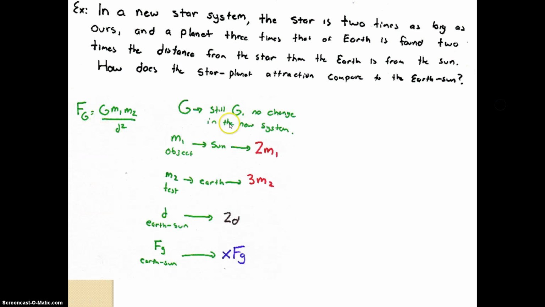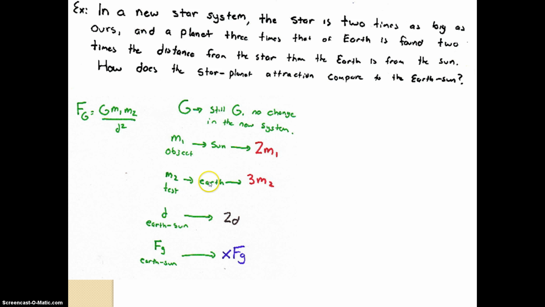Using this equation, what we're going to do instead is say how the objects compare. Big G hasn't changed. It's still the gravitational constant. There's no change in the new system. M1 is the object. We're going to say it's the sun. The sun is now twice what our sun was.